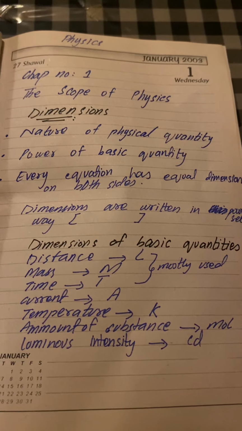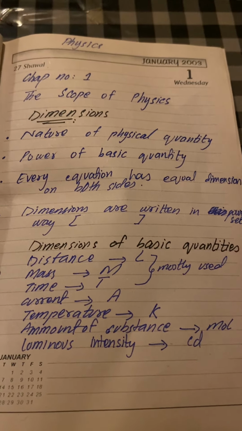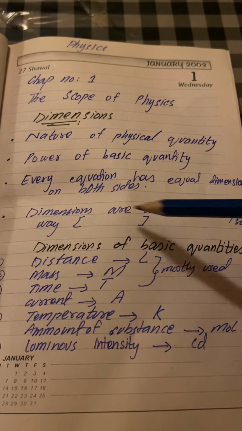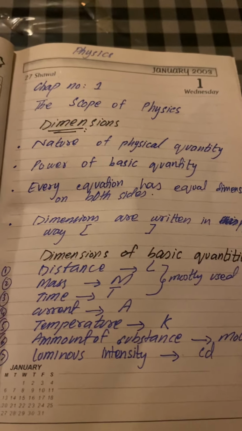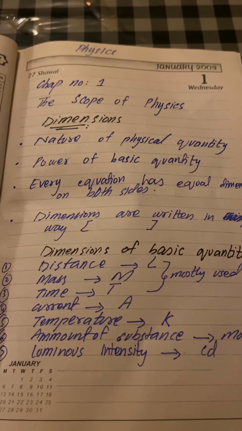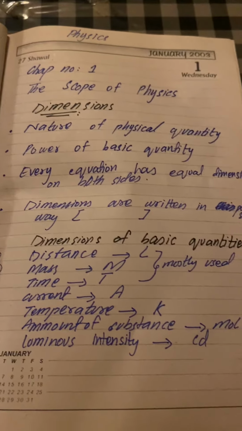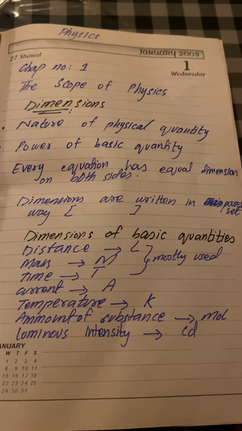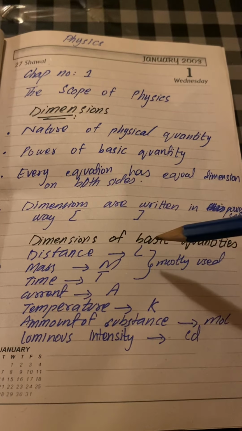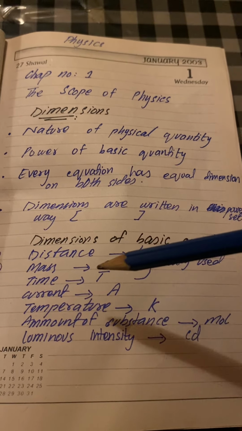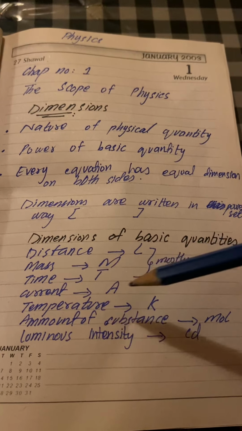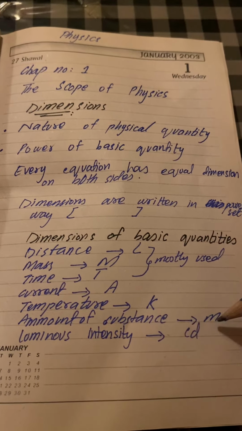This is basic, so we can't prove this. Dimensions are written in a square bracket in this way. As we know, basic quantities are 7 in physics: distance, mass, time, current, temperature, amount of substance, luminous intensity. The dimensions of these are represented by L for length, capital M for mass, capital T for time, capital A for current, capital K for temperature, and mol and cd.